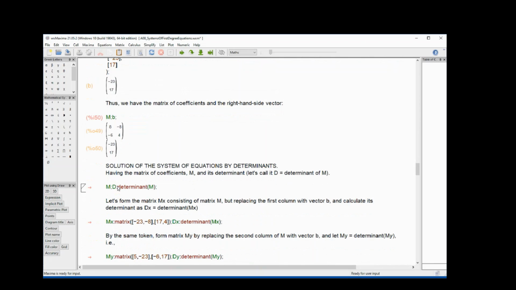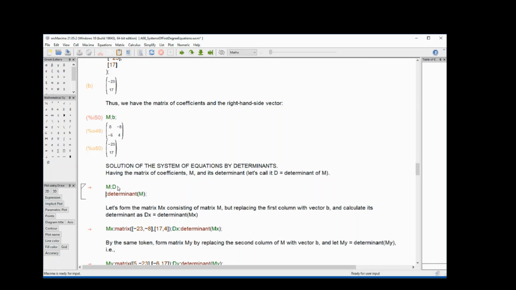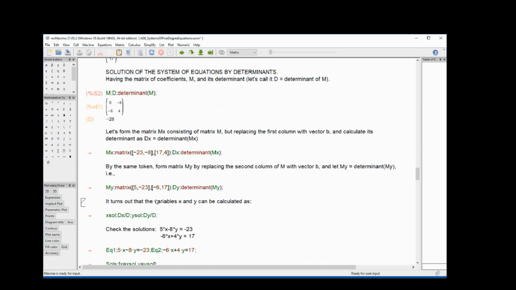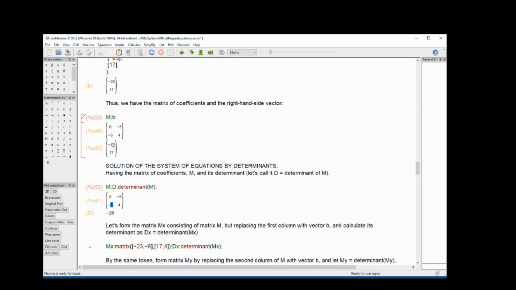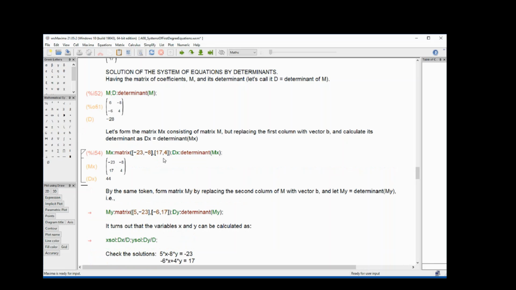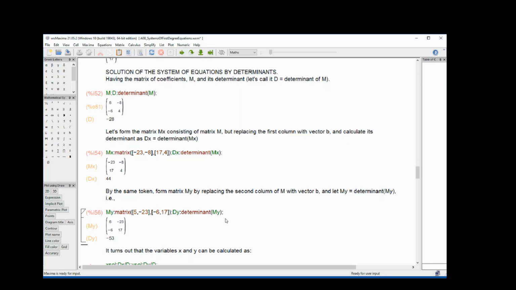Now we're going to calculate the determinant of matrix M, and we're going to call it D. Now we're going to form a matrix where we replace the first column with the elements of the vector B in matrix M. So we're going to put matrix -23, -8, 17, 4, and calculate the determinant of that matrix as dx. We're going to do the same thing, but replacing the second column with -23 and 17, the values of the right-hand side vector, and call that determinant dy.